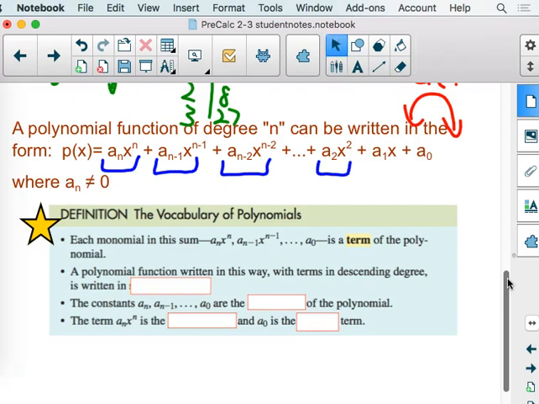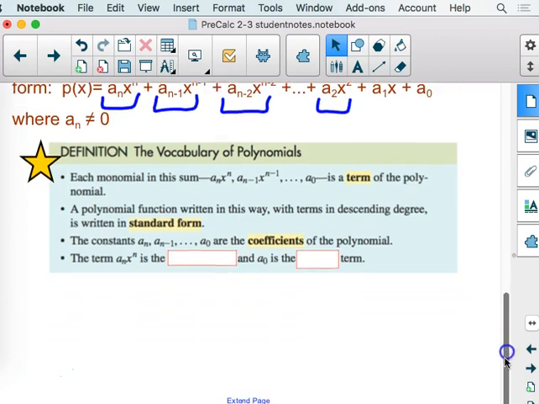A polynomial function written in this way, with terms in descending order, that's standard form. When we talked about the standard form of a quadratic, but it could be standard form of a cubic, standard form of a quartic, standard form of a quintic. Standard form has the x's, the variables in descending order. The constants, a sub n minus 1, leading coefficient, coefficient, coefficient. Those are the coefficients of the polynomial. Where the first one, the one that's in front of that term that has the highest exponent, is called the leading coefficient.